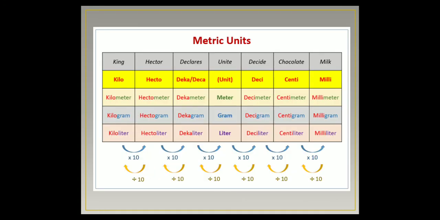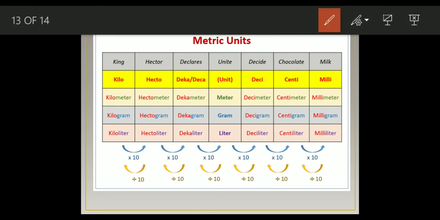Fine. So this is the overall tabular column which represents all 3 basic metric measures. I hope you are able to see here. You have meter, you have gram, you have liter. If you can see, the prefix is the same: kilo, hecto, deca, then the basic unit, deci, centi, milli. Only the suffix differs according to the metric measures. Right?